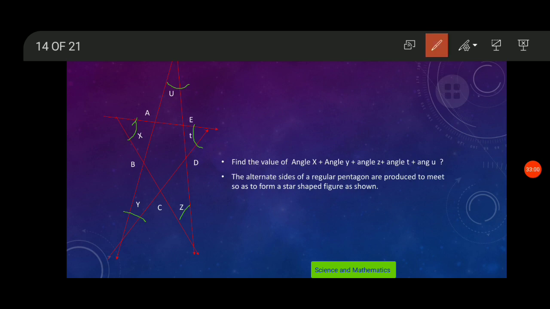Like this angle, this angle, this angle, this angle, this angle, this angle. What will be the measurement of all these angles? All 5 interior angles will be equal because it is a regular pentagon, we all know, right? Now what we have to do is find the angles X, Y, Z. I have marked them here, you can see over here.